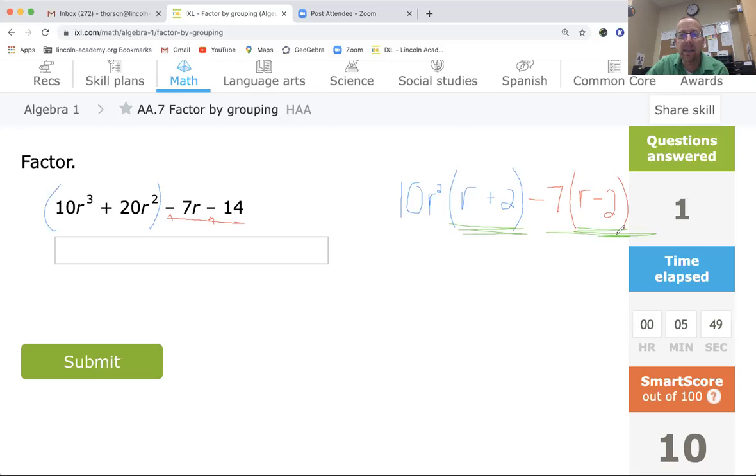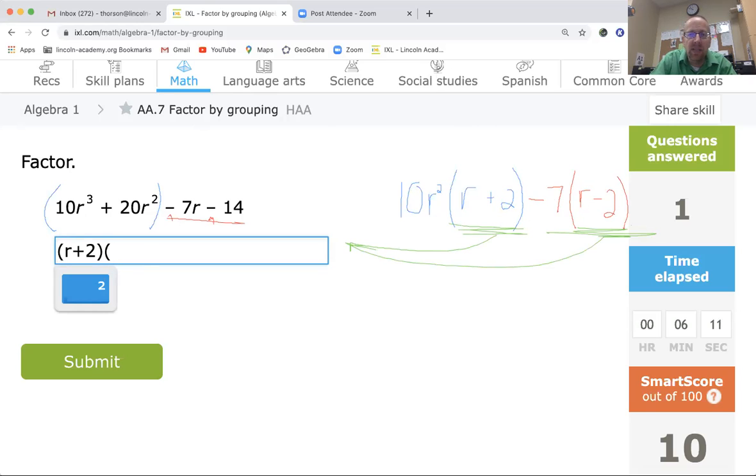If they don't look exactly the same, you can't factor it out as a single parentheses in front of those two leading 10r squared and the minus 7. So when we go to type it in, again, we factor out, and it really wouldn't matter if you put it in front or behind. So I could technically do the 10r squared first, but usually I just do the r plus 2. So I remember that was my first set of parentheses. And then what's outside or what's left is that 10r squared minus 7.